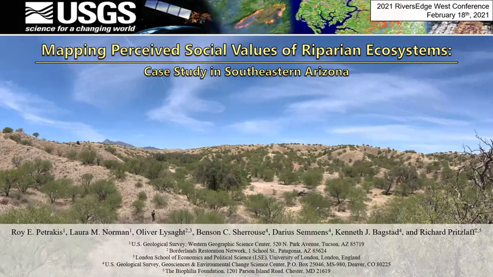Good morning, everyone. My name is Roy Petrakis. I'm a geographer with the Western Geographic Science Center of the U.S. Geological Survey in Tucson, Arizona. And today I'm presenting on mapping perceived social values of riparian ecosystems, a case study in Southeastern Arizona.